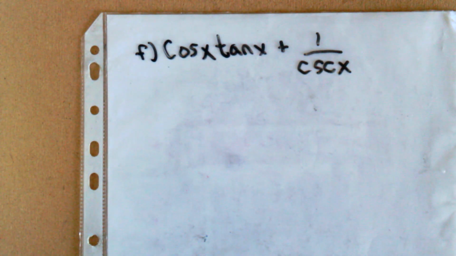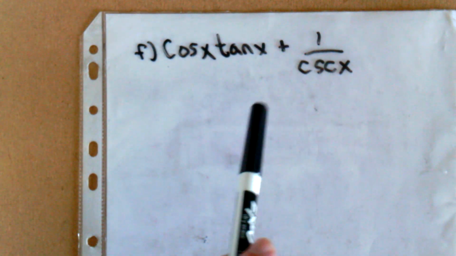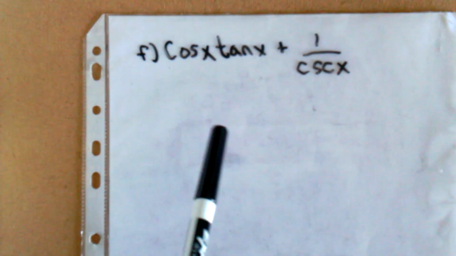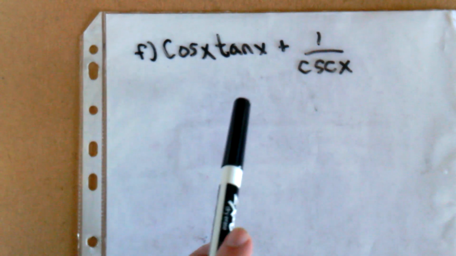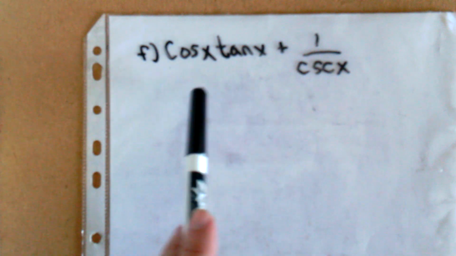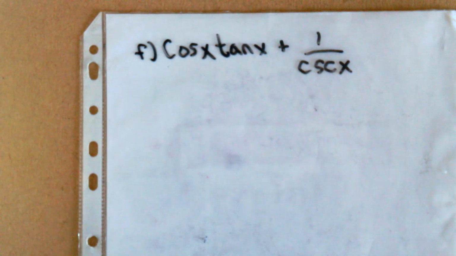Okay, so we have cosine times tangent plus 1 over cosecant. And remember, we're trying to simplify it. So our answers should probably not have any fractions in it, and we want to have as few terms as possible. So let's see what we got. Cosine times tangent plus 1 over cosecant. Nothing cancels out or simplifies yet. So we're going to have to change something using our trig identities.